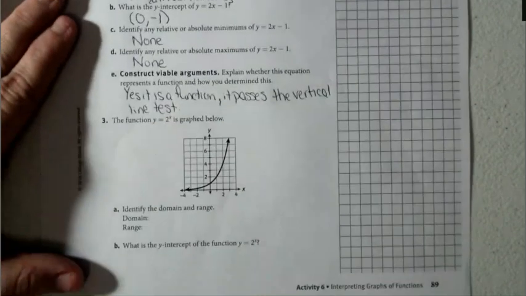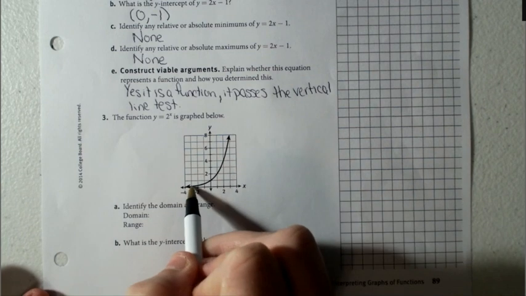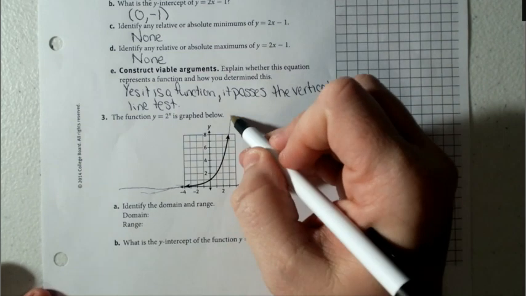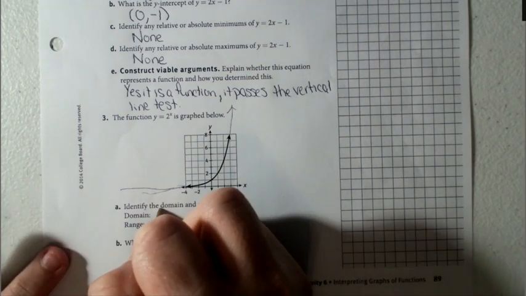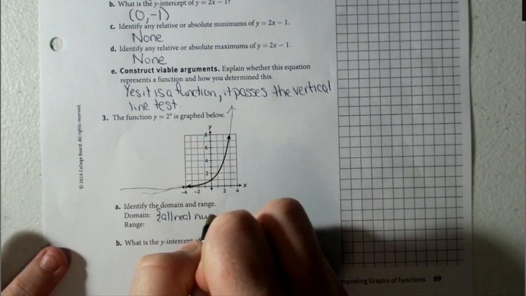Number 3, the function y equals 2 to the x is graphed below. Identify the domain and then turn around and identify the range. Well, domain, it looks like it's continuing out on both ways in the x-axis. It's going to continue to keep going this way, and it's going to continue to keep going up this way. So this would be all real numbers for my x. So domain, all real numbers.